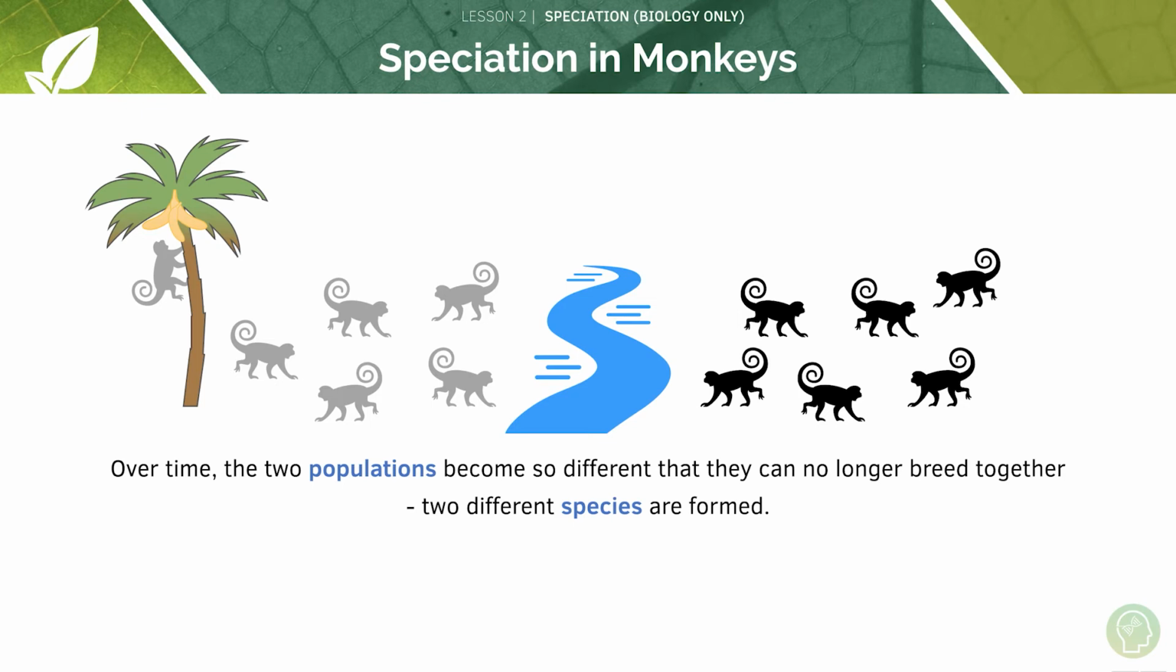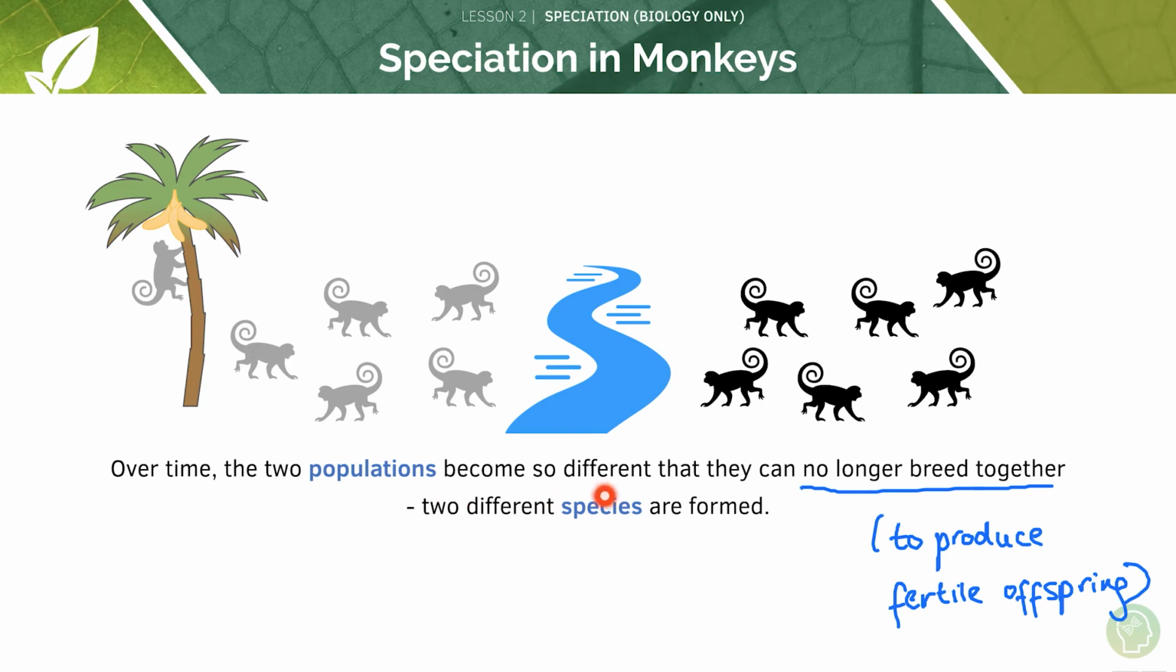So the two populations become so different that they can no longer breed together to produce fertile offspring. So if in your exam it asks you to define what speciation is, you would say the process by which two populations become so different that they can no longer breed together to produce fertile offspring.